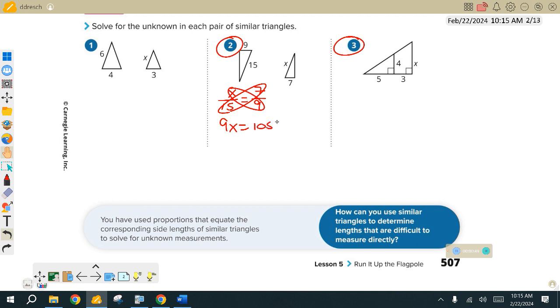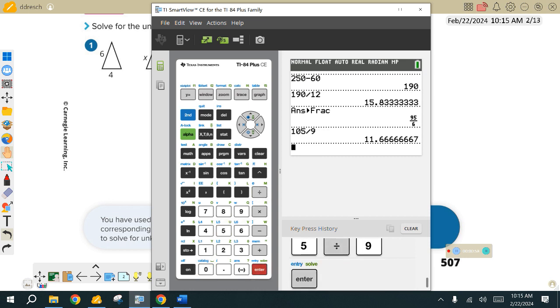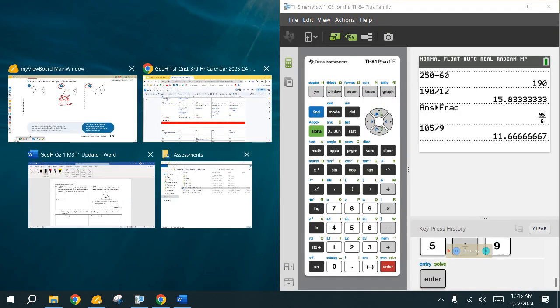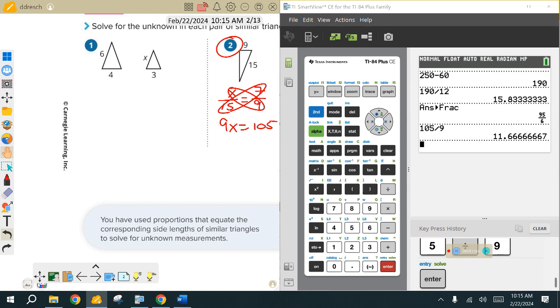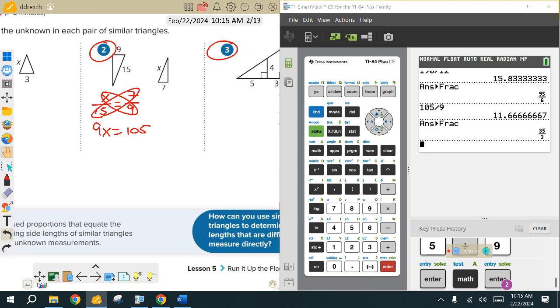So here, after that, we know to divide. Does it come out nice? Not quite, does it? So after that, we know how to change it to a fraction, don't we? Math fraction, and what do we got? 35 over 3, okay? Doesn't say anything about rounding, so we leave it as a reduced fraction, okay? How about the next one now?